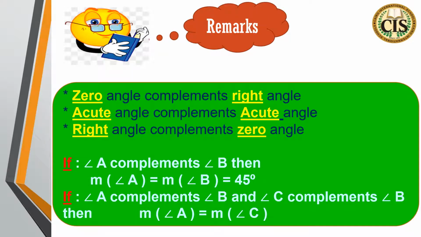If angle A complements with angle B, and angle C complements with angle B, then measure angle A equals measure angle C.